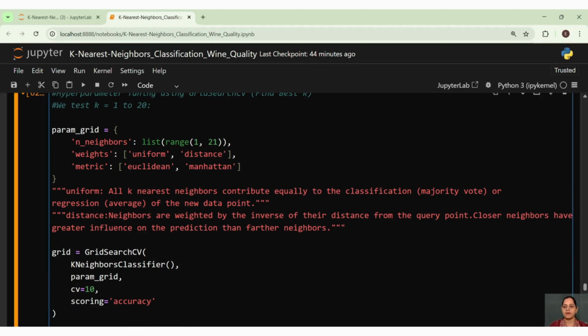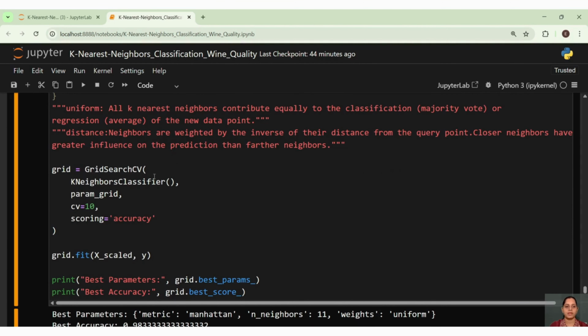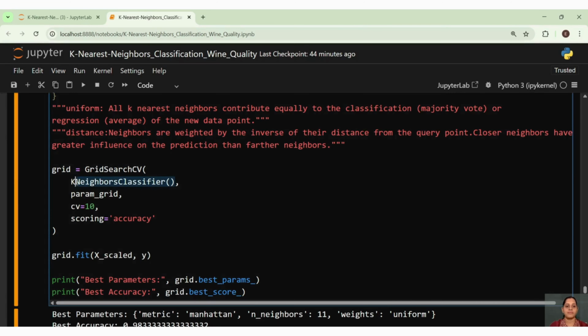Then we have grid search CV, right? We are defining grid search CV and we know what we need to do. We have the k neighbors classifier, then param grid, then cross validation, then scoring. Then we are defining the grid, and we are fitting our data. And when we are fitting our data, we can understand.